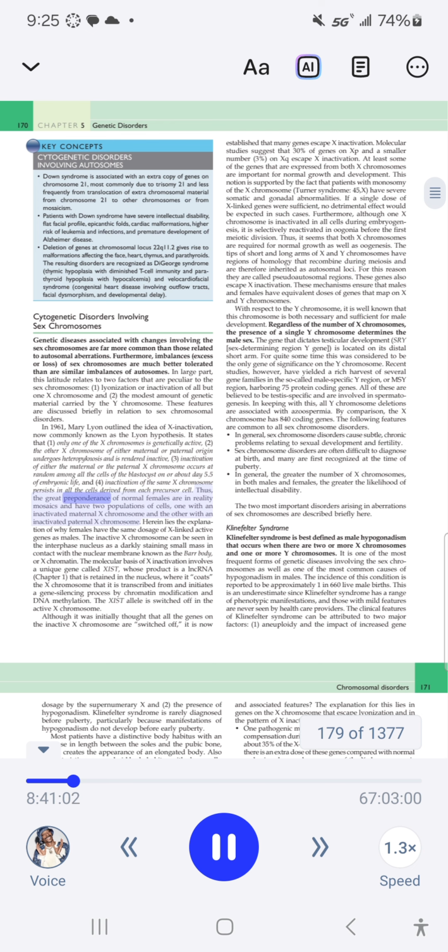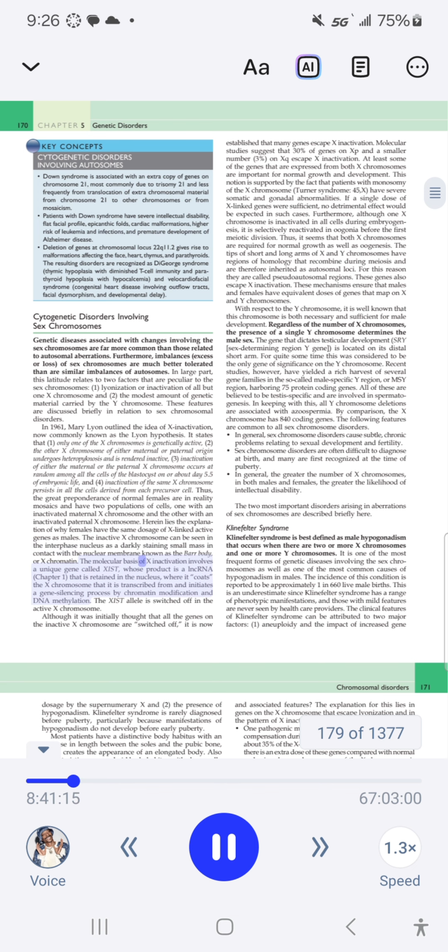Thus, the great preponderance of normal females are in reality mosaics and have two populations of cells, one with an inactivated maternal X chromosome and the other with an inactivated paternal X chromosome. Herein lies the explanation of why females have the same dosage of X-linked active genes as males. The inactive X chromosome can be seen in the interphase nucleus as a darkly staining small mass in contact with the nuclear membrane, known as the Barr body or X chromatin.